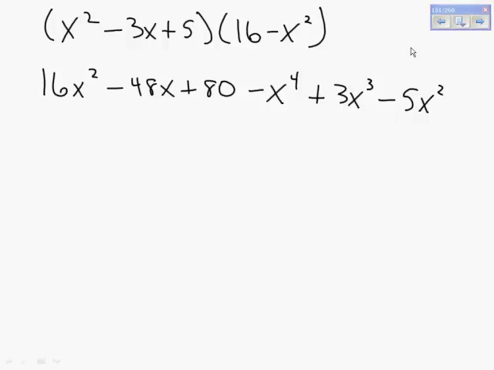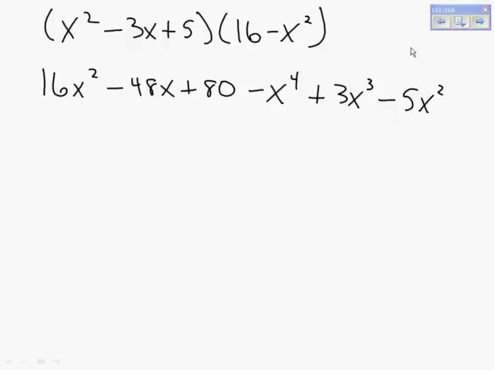So I multiplied the binomial times the trinomial, and I chose to take 16 times those three terms and negative x squared times those three terms. You could have just as easily taken x squared times those two terms and negative 3x times the two terms and 5 times the two terms and gotten the same answer.